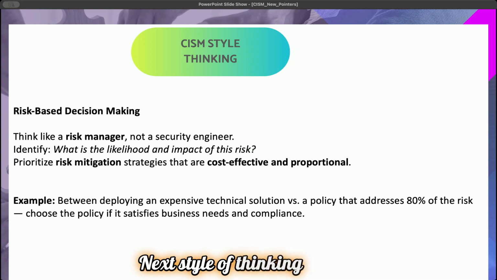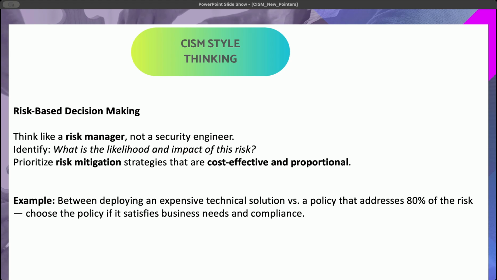The next style of thinking is risk-based decision making. In this, think like a manager, not a security engineer. Identify the likelihood and impact of the risk, and prioritize risk mitigation strategies that are cost effective and proportional.